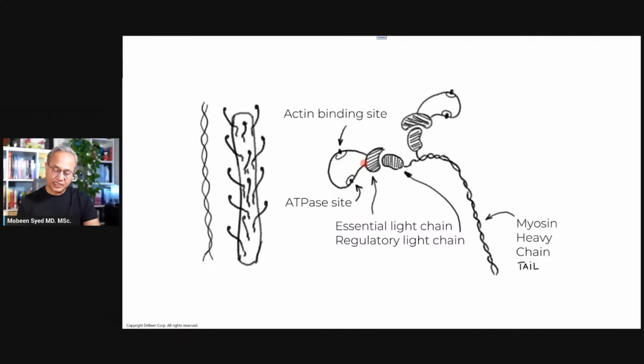Look at your hand. Imagine that this is that. On this heavy chain, there is a place where ATP, or the energy using enzyme, is present. We call it ATPase. ATPase means an enzyme that will break down the ATP. So ATPase will pick up ATP and break it down, and that breakdown would allow this site over here on this protein, which is called the actin binding site. This little head will bind with this thread, which is actin. So that binding site is over here.